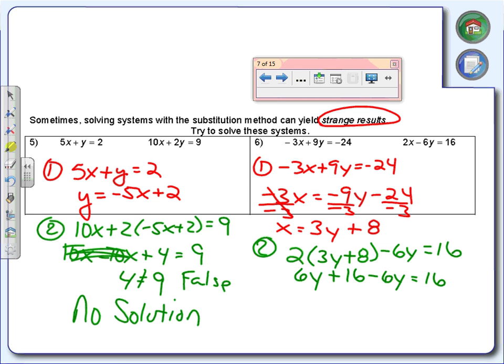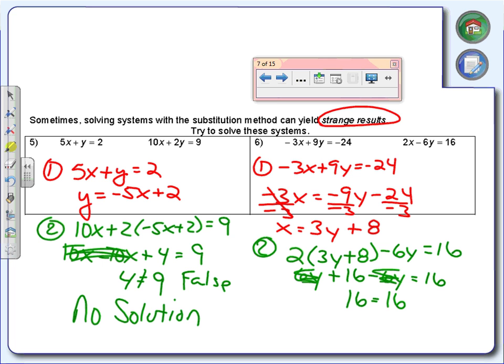Look what happens when we combine the like terms. 6y minus 6y is 0. No more y's. All we have is 16 on the left, 16 on the right. So again, something strange happened. Just like number 5, there is no more variable. But look at the statement. It says 16 is equal to 16.